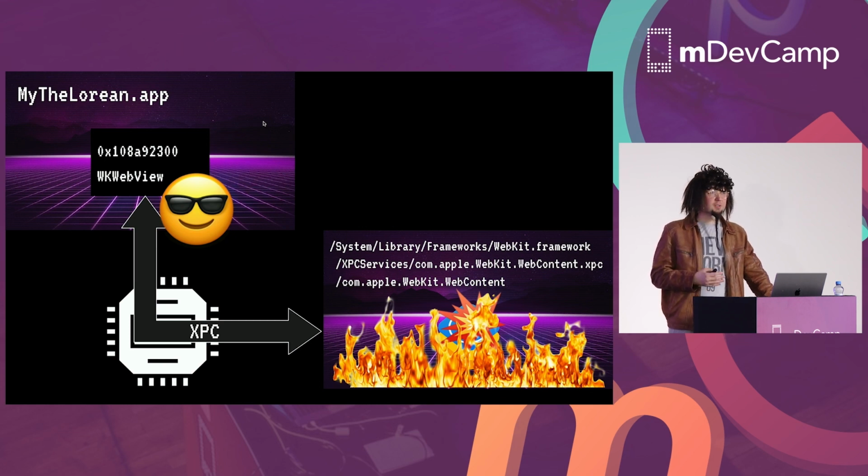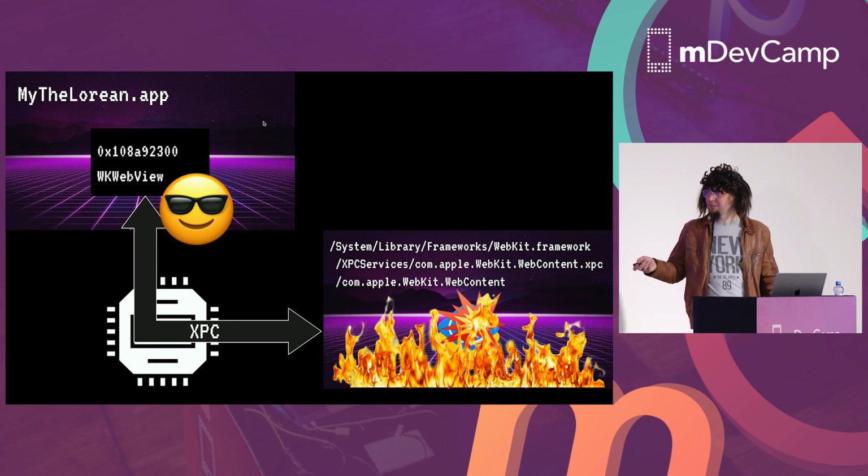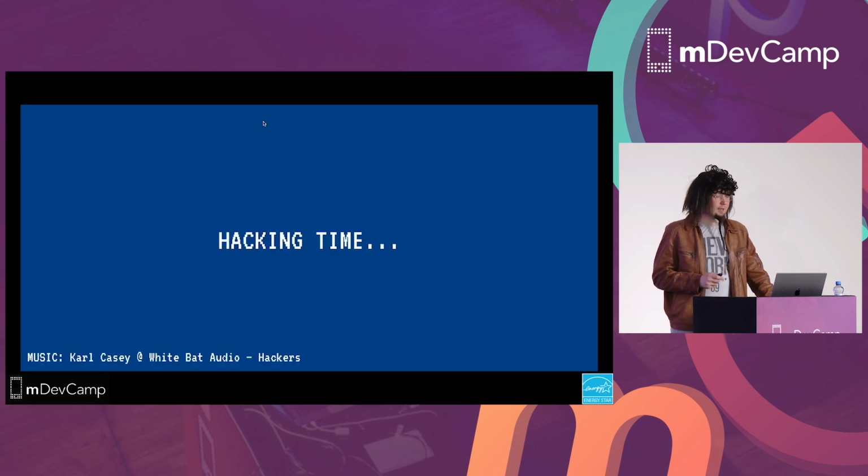So it looks like we are safe, or no, we're not. We can still inject arbitrary JavaScript code into the WebKit process. This XPC pipe has a method which allows us to inject some additional JavaScript. So let's try to hack one more time. Let's write some JavaScript code. So again, it's hacking time.